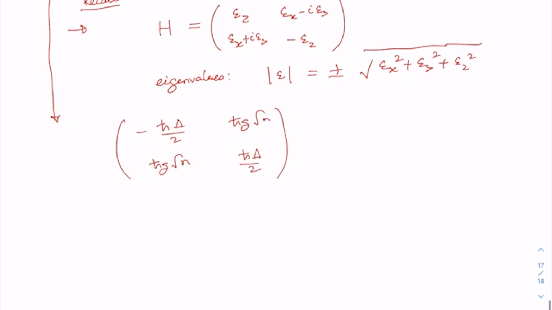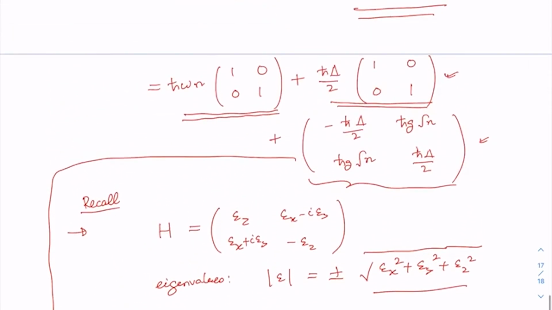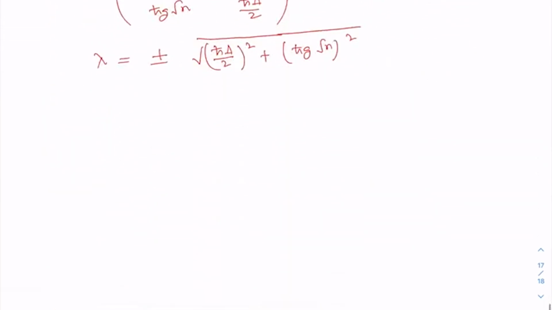So the eigenvalue is lambda, let me denote it by lambda. So I have plus minus ħ Δ/2 whole square plus ħ g square root n. So I know the eigenvalues of this Hamiltonian.